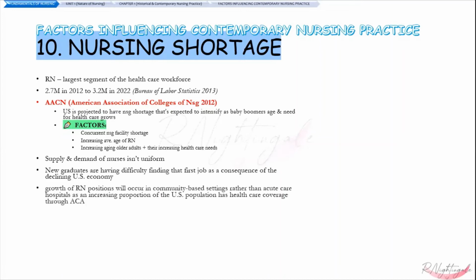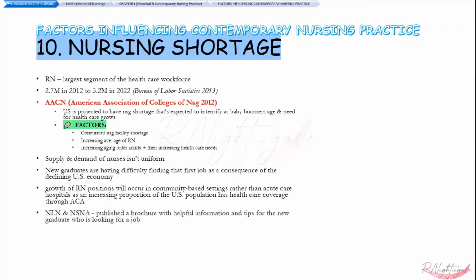The healthcare setting is another factor. The growth of RN positions will occur in community-based settings rather than acute care hospitals as an increasing proportion of the U.S. population has healthcare coverage through the Affordable Care Act. They also pointed out that many new graduates have unrealistic expectations, for example, seeking only the day shift or working minimal weekends or only being available part-time.